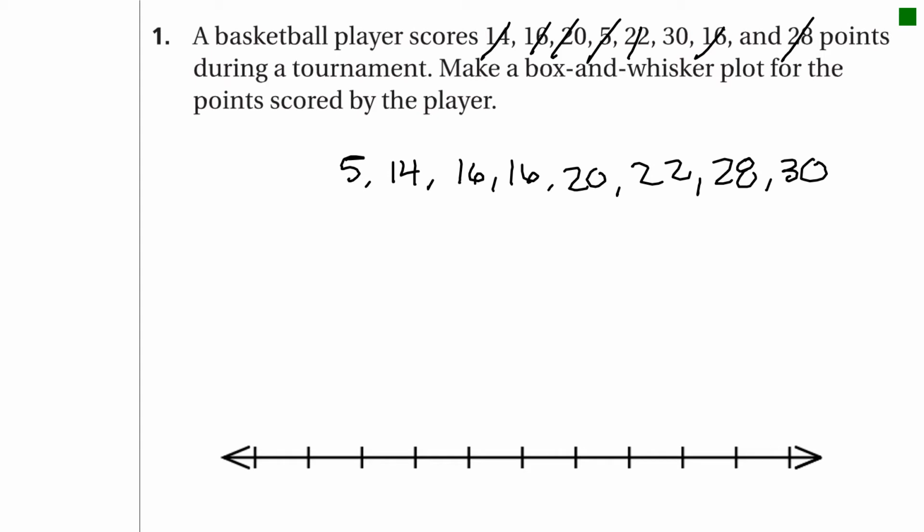Now I have to break my data points into 25% chunks, so I'm going to find halfway. First data point, second, third, fourth, fifth, sixth, seventh, and eighth. I have 8 data points, so I'm going to go halfway in between them: 1, 2, 3, 4. Right here is our halfway point for our middle number. Our median is halfway in between 16 and 20, which is 18. On my box and whisker plot, I'm going to put a point at 18. That's our middle number, and this is where the middle of our box is going to be.